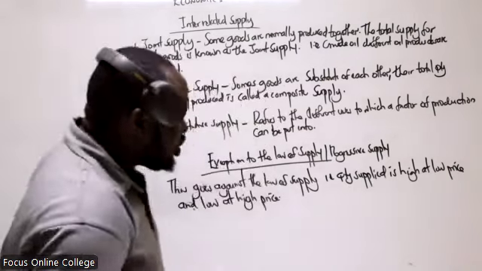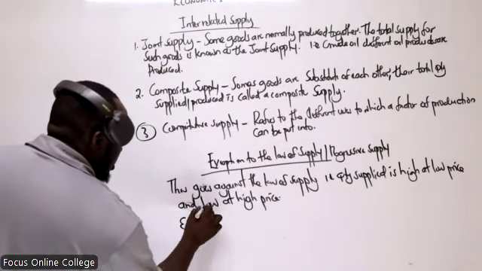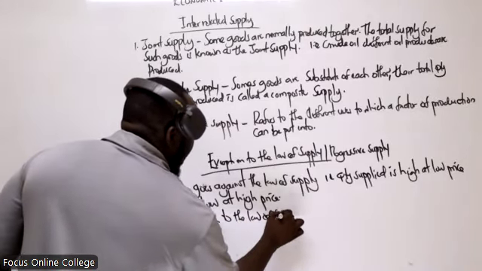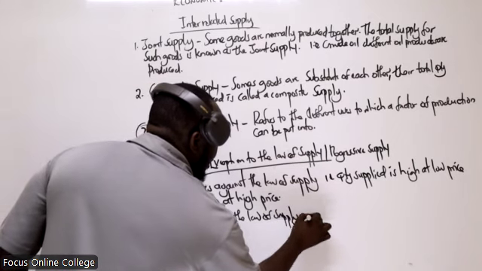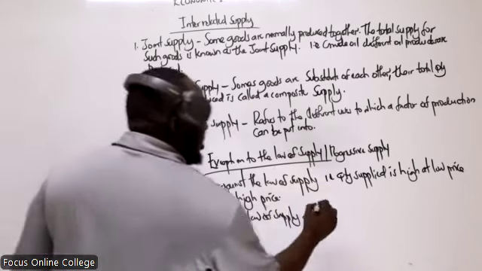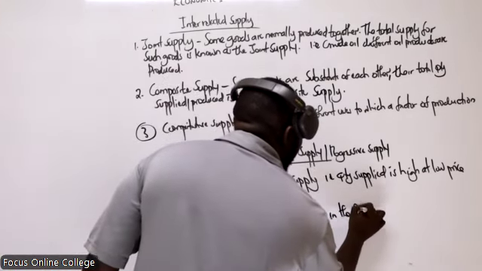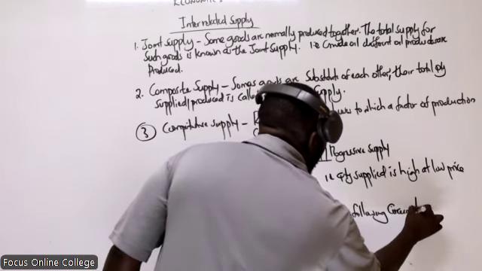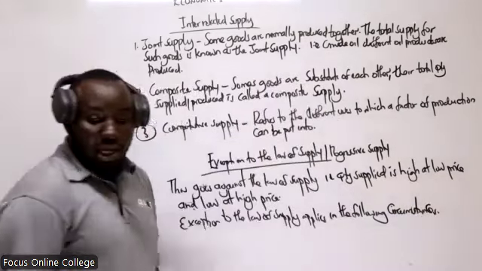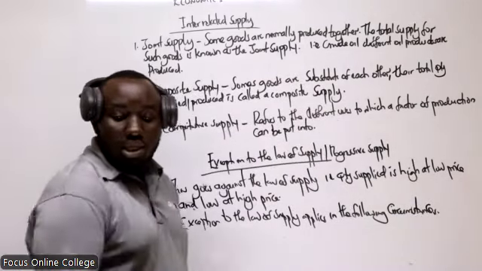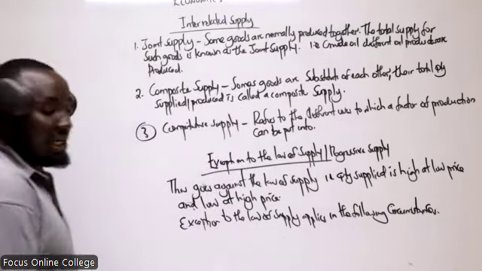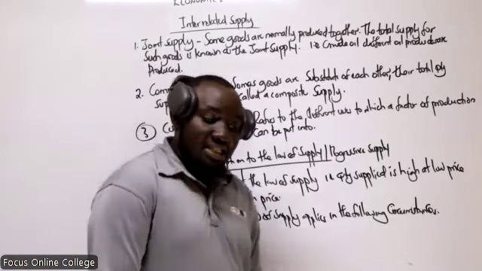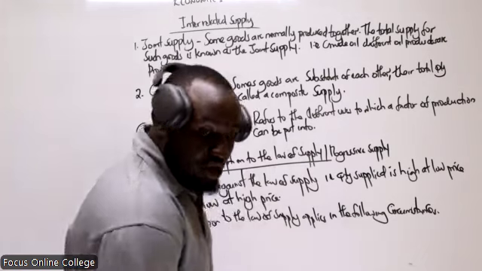So we can talk about exceptions to the law of supply. Exceptions to the law of supply basically apply in the following circumstances, together. So we put down those circumstances.